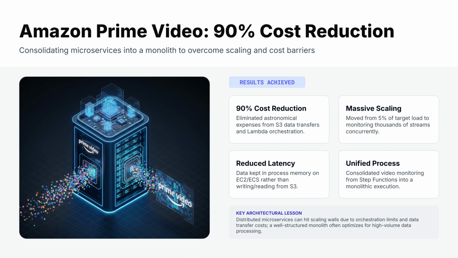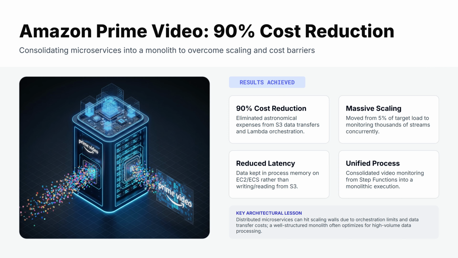Amazon Prime Video's video quality monitoring service was initially built using a distributed microservices architecture, leveraging AWS Step Functions and AWS Lambda. While this allowed the team to build the service quickly, it hit a massive scaling wall. The cost of passing high-volume video frames between services through Amazon S3 was astronomical, and the orchestration limits of Step Functions prevented them from monitoring thousands of streams concurrently.